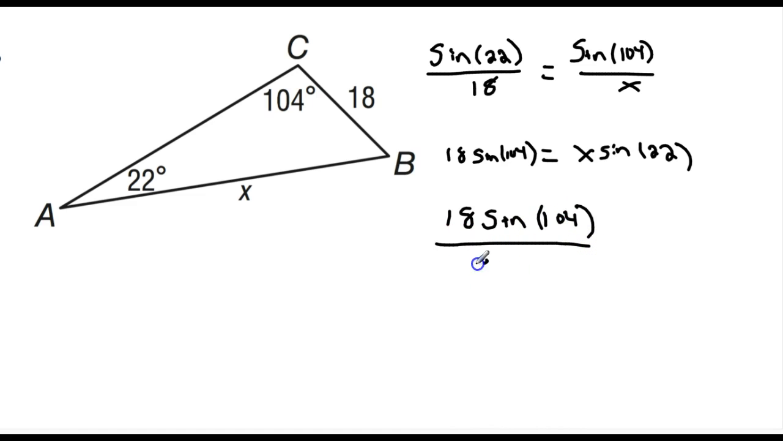Divide it by the sine of 22 is equal to x. And when I punch this in my calculator, I just punch the numerator in first, hit enter, and then I hit divide by 22. So in the calculator, I do 18 times sine 104, hit enter, divide by the sine of 22, and I get 46.6. And this is degrees.